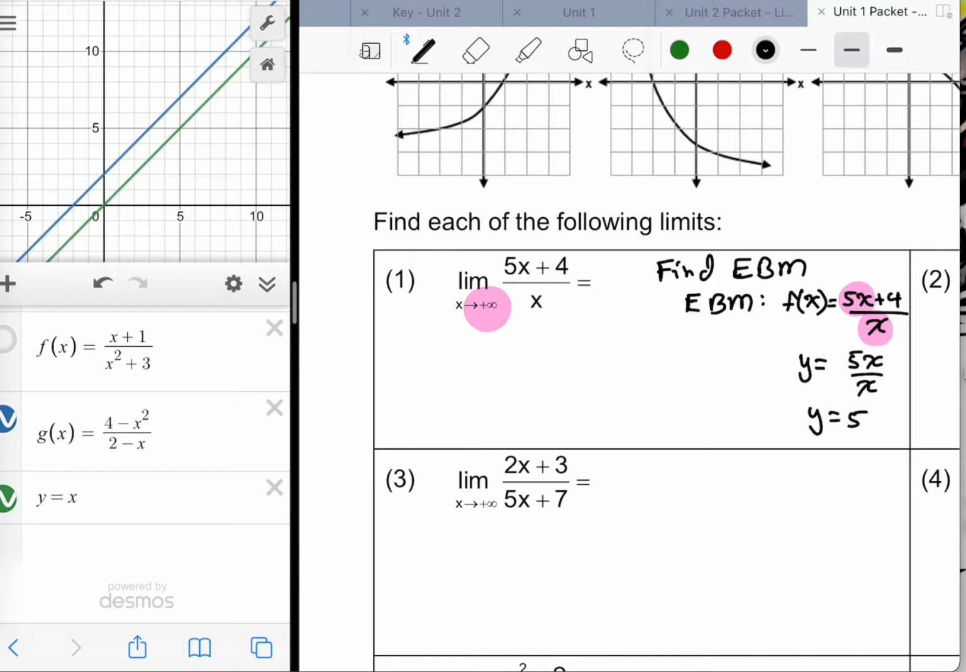All right. So what we're saying here with this approach is that f of x, which is equal to 5x plus 4 over x, and y equals 5, are going to behave exactly the same way for large values of x in the positive or negative direction. Instead of saying, let's find the limit as x approaches infinity of 5x plus 4 over x, let's find the limit as x approaches infinity of 5. Right? The limit of a constant is equal to a constant, so the result is actually equal to 5.